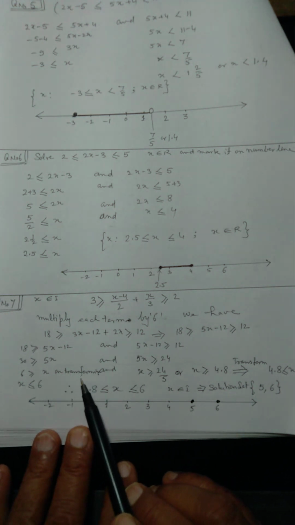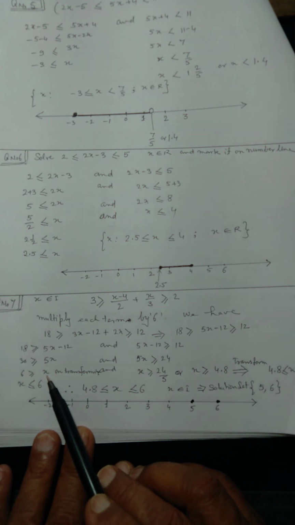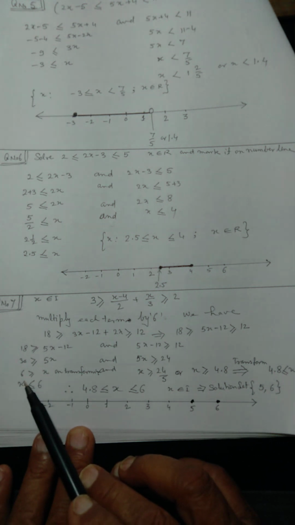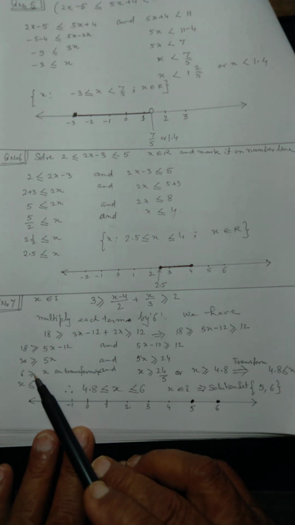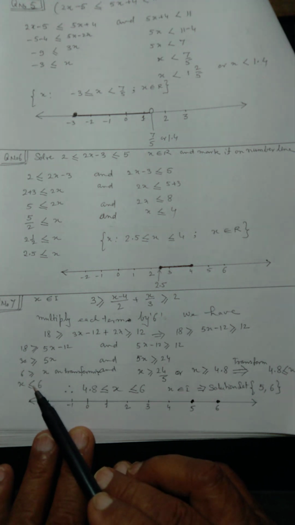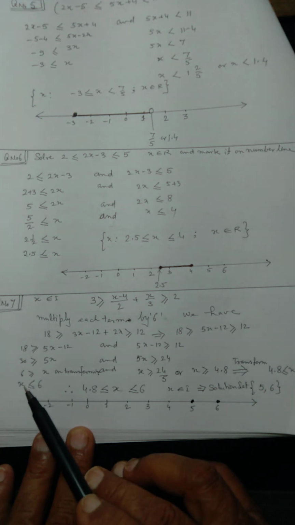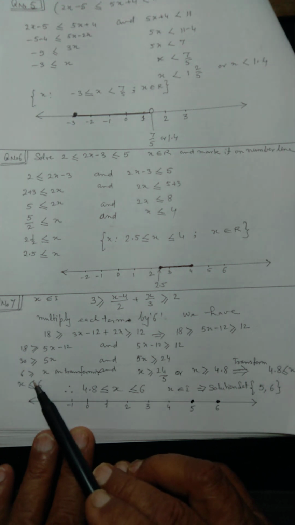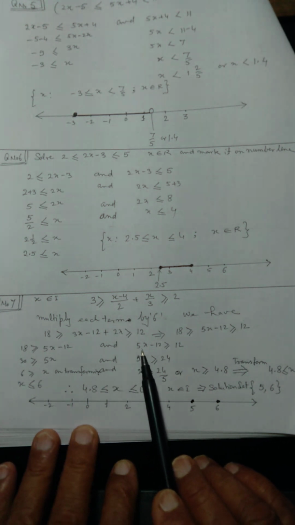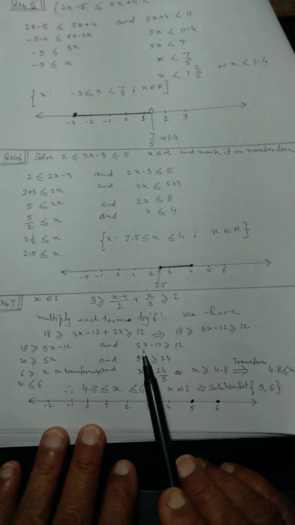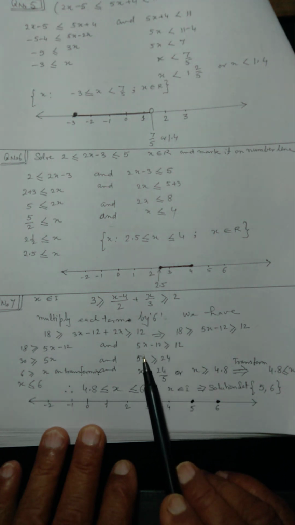And after transforming, x will be written on this side and 6 will come to this side. The sign of inequation will also be reversed. So here it is greater than or equal to, now it is written that x is less than or equal to 6. Now come to the second part, that is 5x minus 12 is greater than or equal to 12.